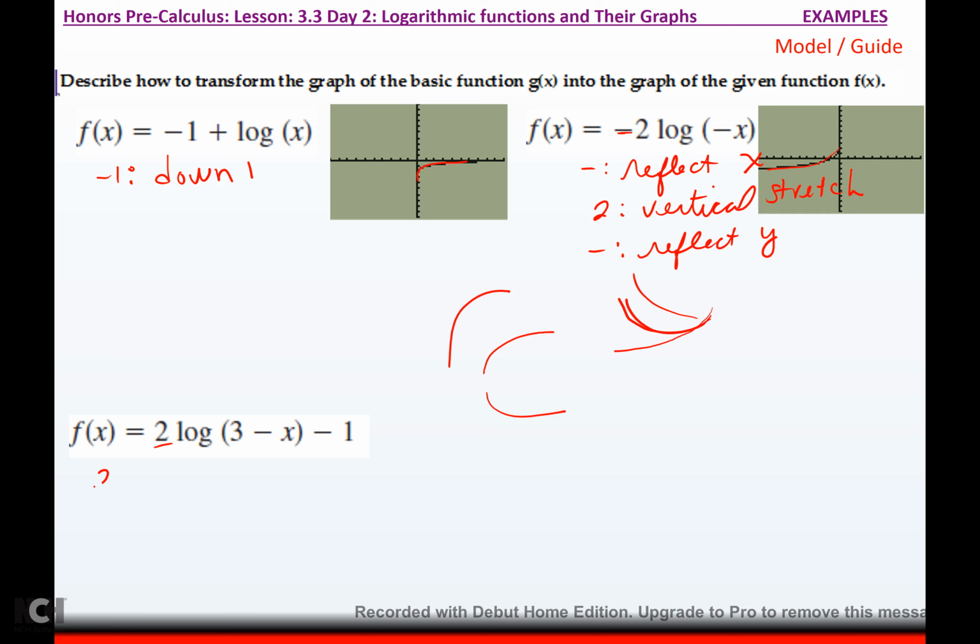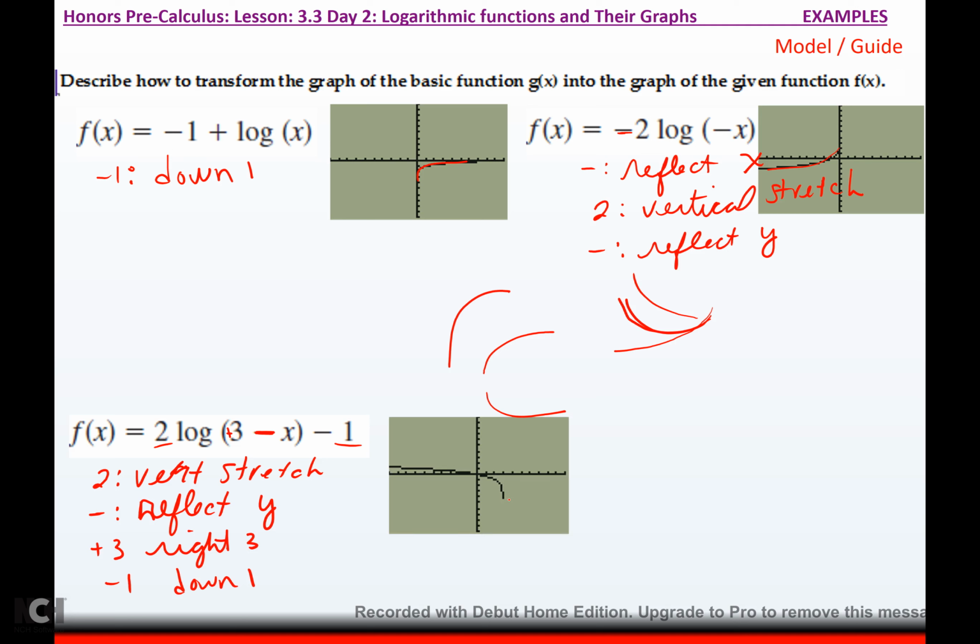Alright, this one, the times 2 on the outside is going to be a vertical stretch. This negative on the inside is going to be a reflect over y. This positive 3 would make it go left, but because of the negative x, it's going to go right 3. And the minus 1 is going to make it go down 1. Okay? And if we looked, my logarithmic does this, but I reflect over y, so it turns it backwards. And then it went right 3 and down 1, right? And so it does this.